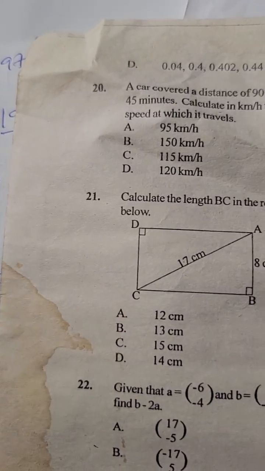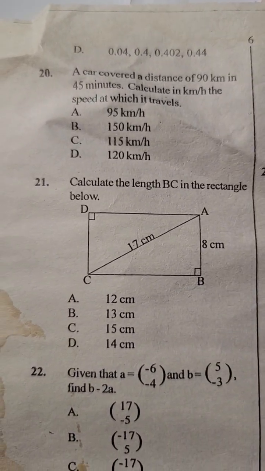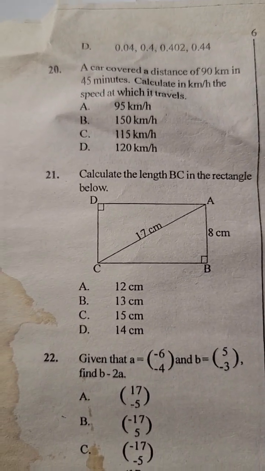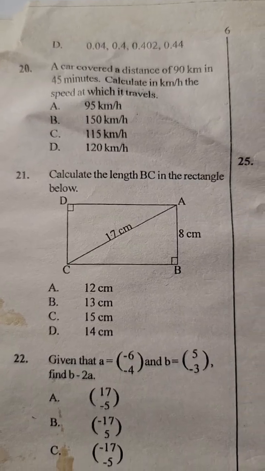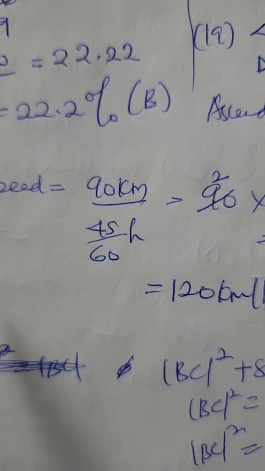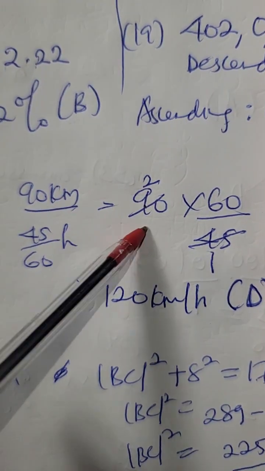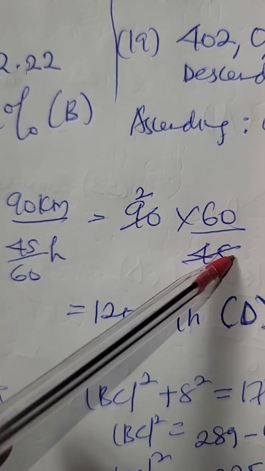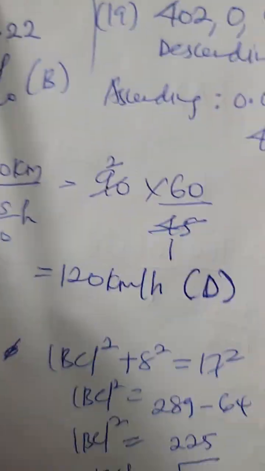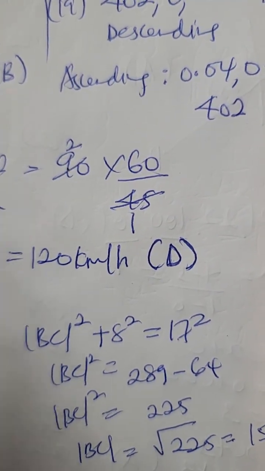Now 20, a car covers a distance of 90 km in 45 minutes. Calculating the speed in km per hour, we change the time to hours, that's 45 divided by 60, so that becomes 90 times, then we reciprocate the second fraction, 45 here 1, 45 here 2, so that's 120 km per hour.